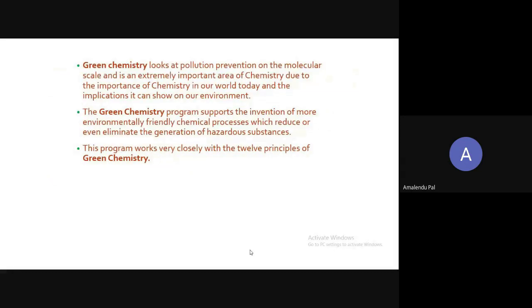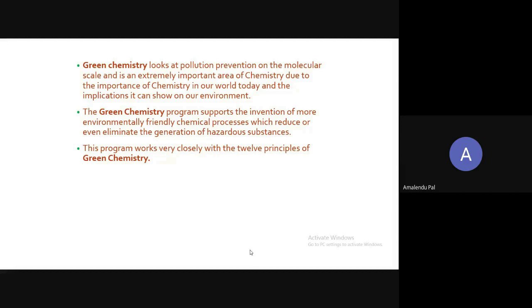Green chemistry looks at pollution prevention at the molecular scale. It is an extremely important area of chemistry due to the importance of chemistry in our world today and the implications it can have on our environment. Green chemistry is a program that supports the invention of more environmentally friendly chemical processes, which reduce, even eliminate, the generation of hazardous substances. So we have to apply green chemistry in chemical processes, to reduce or, if possible, eliminate the generation of hazardous substances.